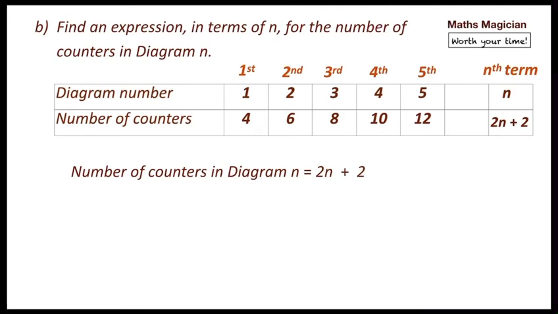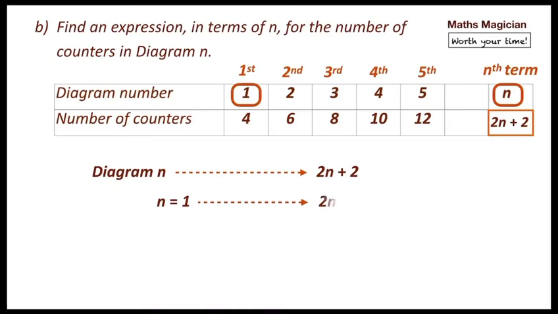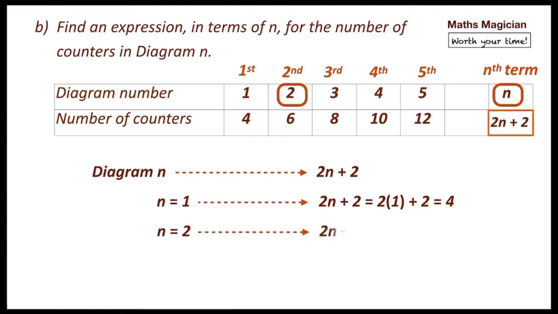We can recheck this formula, so let's do it. For diagram n, the number of counters is 2n plus 2. Put n equal to 1, which means diagram 1, and for this, counters are 4. When n is equal to 2, which means diagram 2, counters are 6, and so on. Which means our formula is correct, as we are getting the correct number of counters for each diagram.